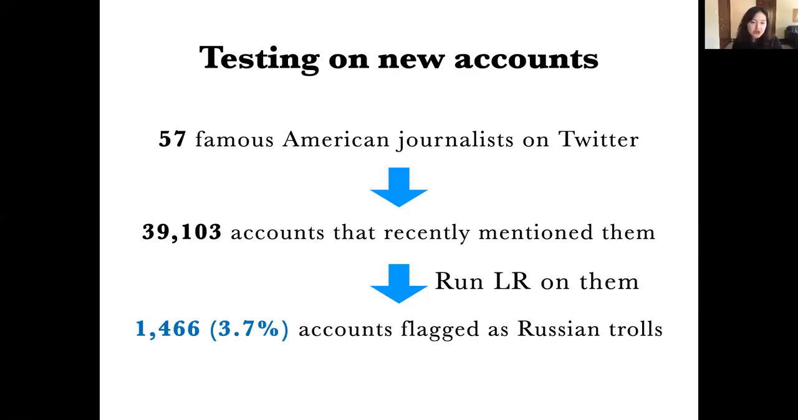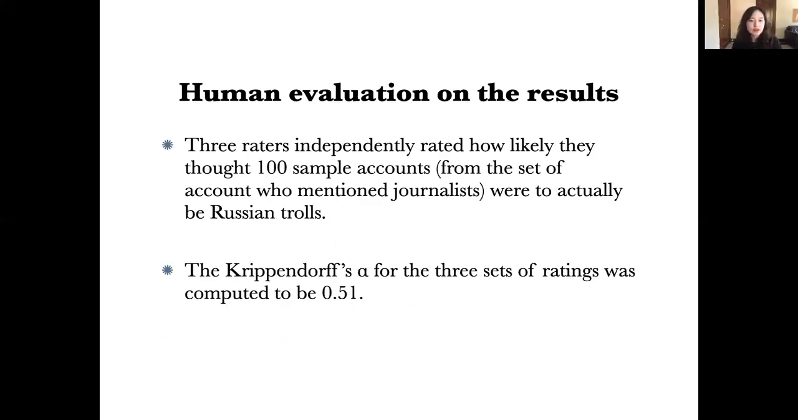And we don't have ground truth here. Perhaps only the IRA knows this, but we don't know if the flagged accounts are really Russian trolls or not. So we take a step further and conduct a step of human evaluation on the results. We asked 3 raters to independently rate how likely they thought 100 sample accounts were Russian trolls: 50 of them were flagged accounts among the accounts that mentioned the journalists, and 50 were unflagged accounts. We asked them to go through the 100 accounts without telling them which were flagged or not, and to give a score between 0 and 5, with 5 meaning they thought the account very suspiciously resembled a Russian troll.